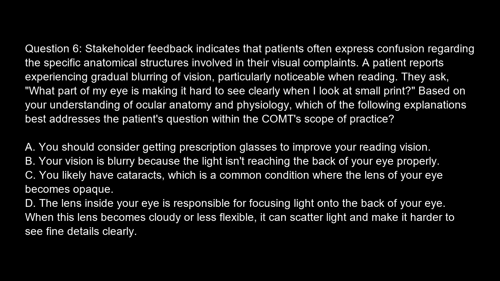Option A. You should consider getting prescription glasses to improve your reading vision. Option B. Your vision is blurry because the light isn't reaching the back of your eye properly. Option C. You likely have cataracts, which is a common condition where the lens of your eye becomes opaque. Option D. The lens inside your eye is responsible for focusing light onto the back of your eye. When this lens becomes cloudy or less flexible, it can scatter light and make it harder to see fine details clearly.